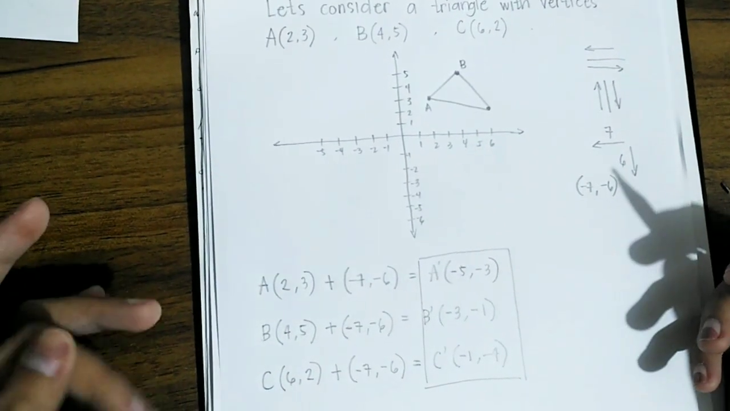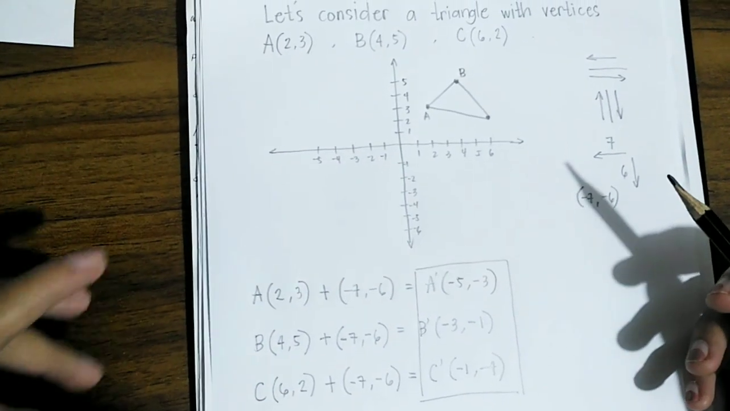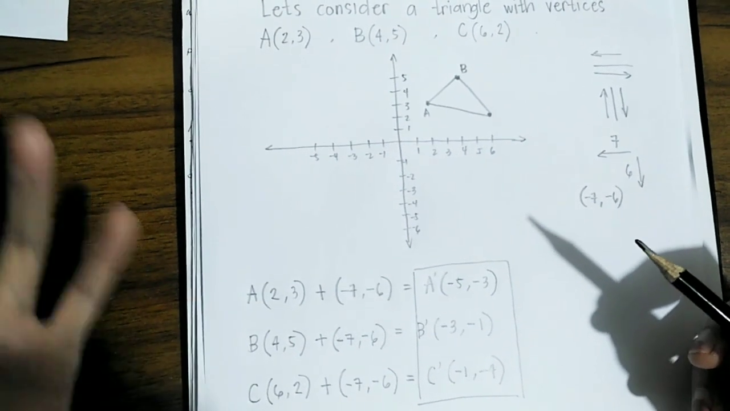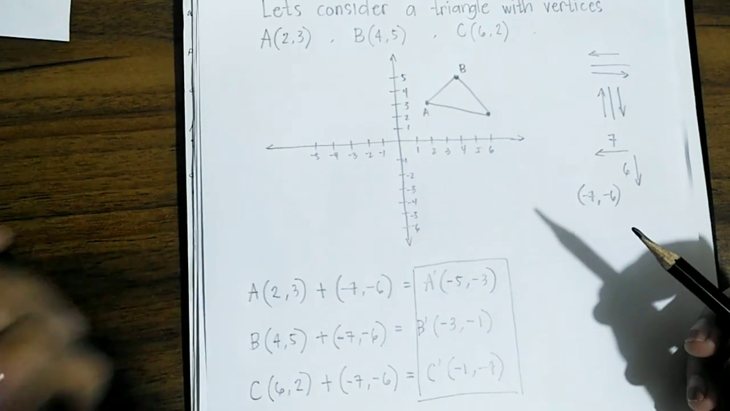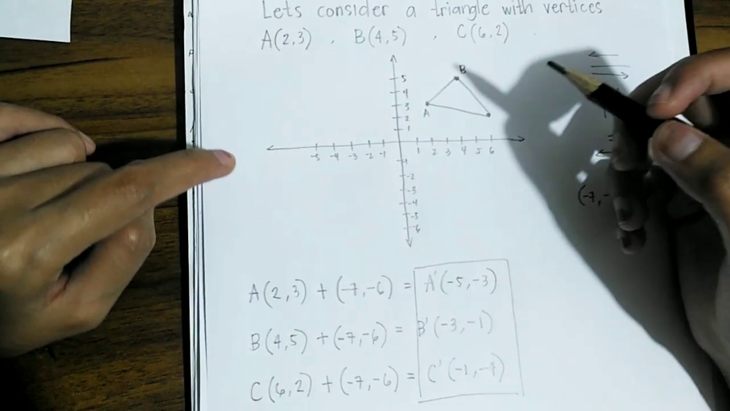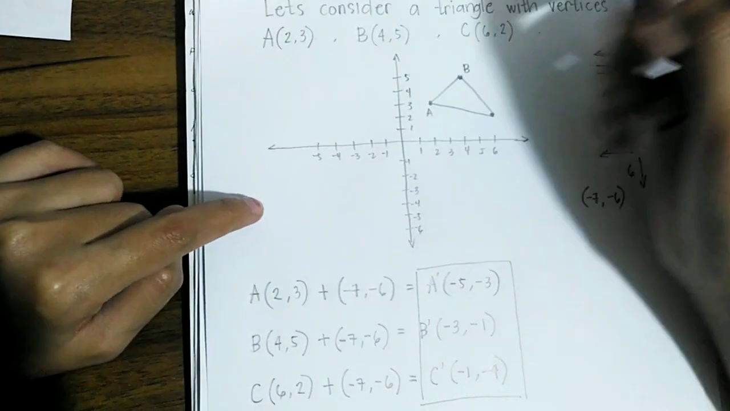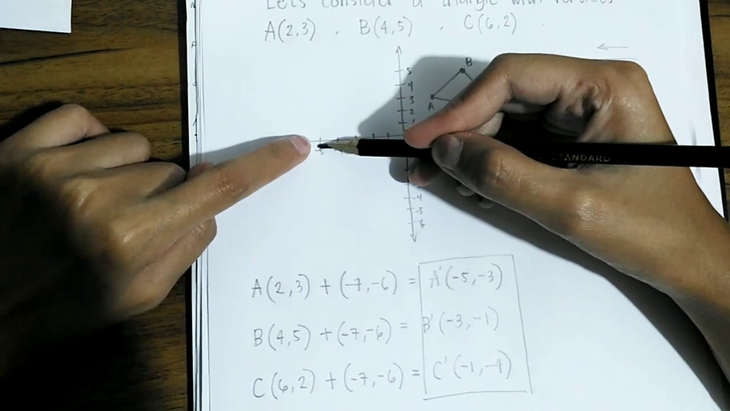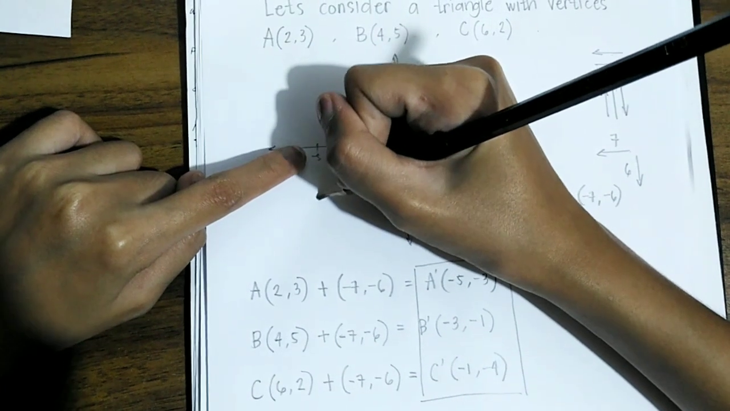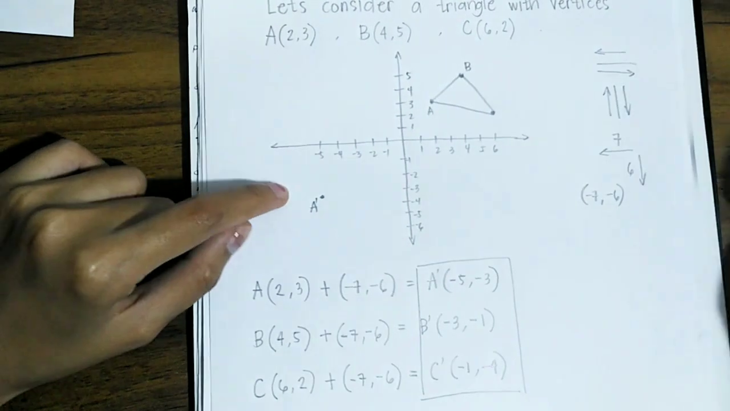So we will proceed to the next step. We will plot the translated figure. Once you have computed the new coordinates for each vertex, plot them on the coordinate plane to form the translated figure. So here, the new coordinates of point A are (-5, -3). So we'll plot this. (-5, -3). More or less it is over here. It is the new coordinates of point A.